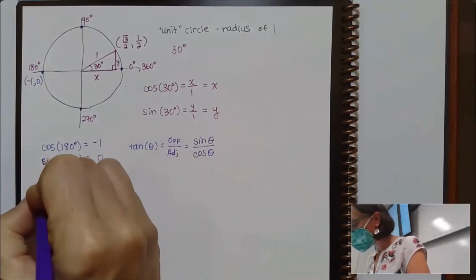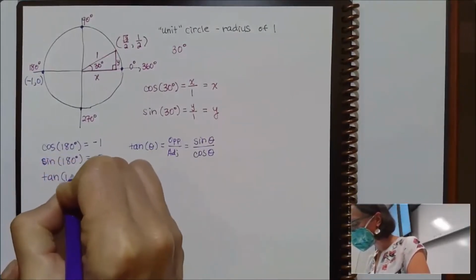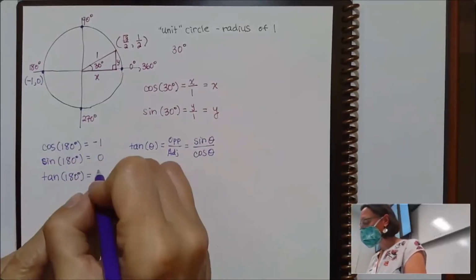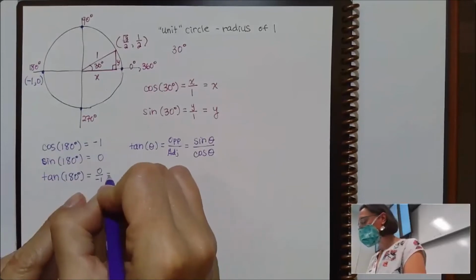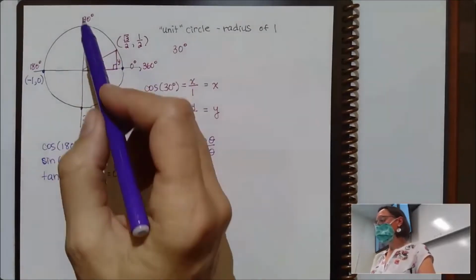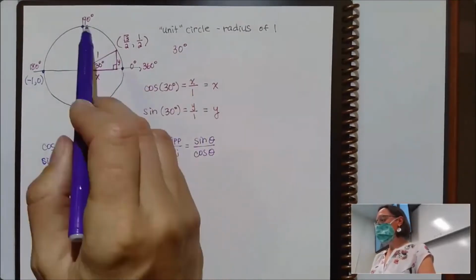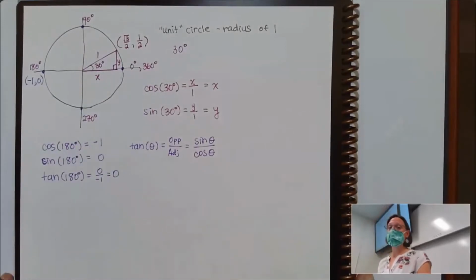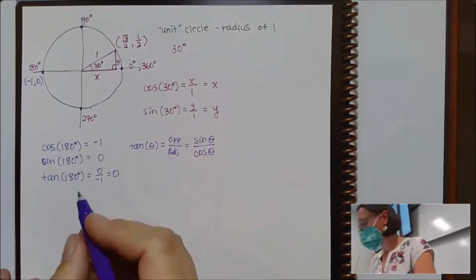In this context, if I wanted to find tangent of 180 degrees, that means that I would be looking for 0 divided by -1, which is 0. Good times. And we can do the same thing looking at the coordinates for 0, 90, 180, 270. But I do want to switch gears and talk radians for a second.